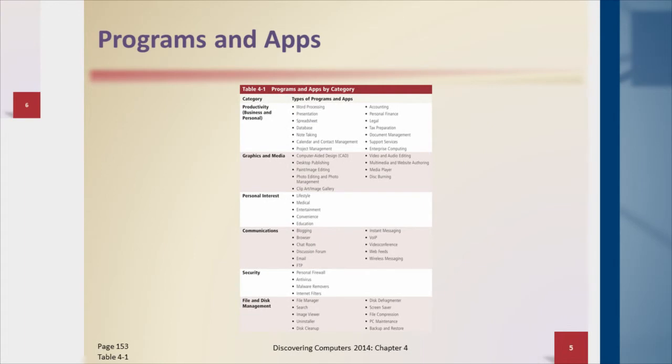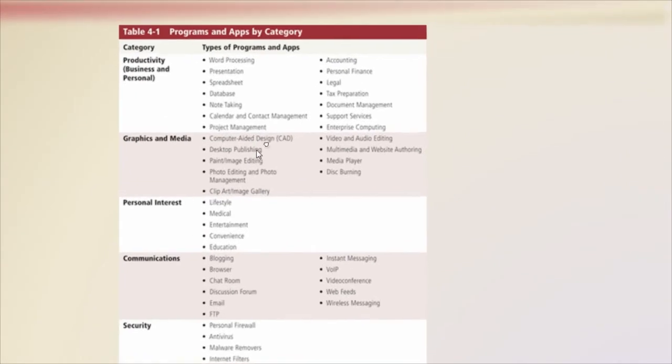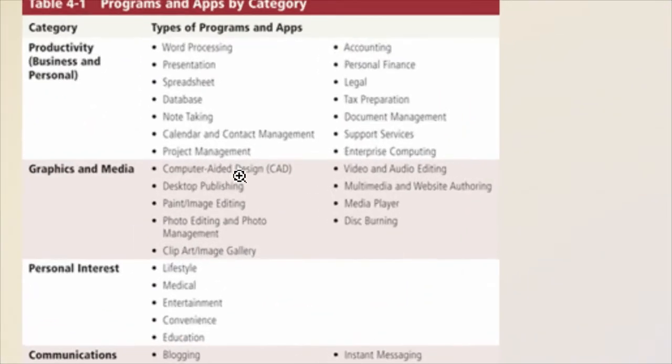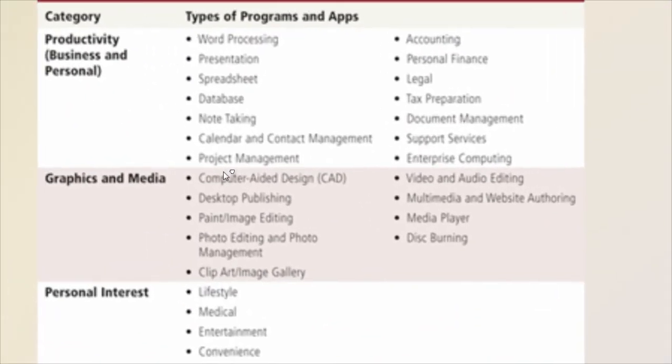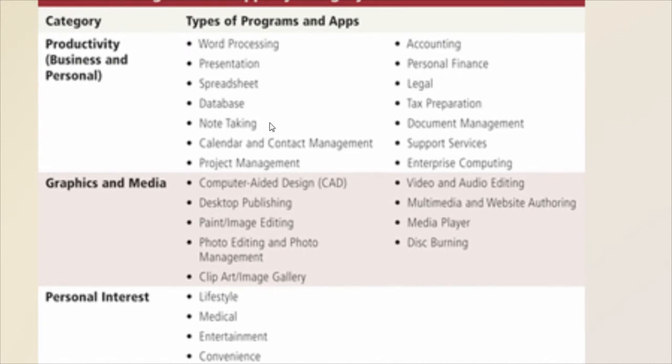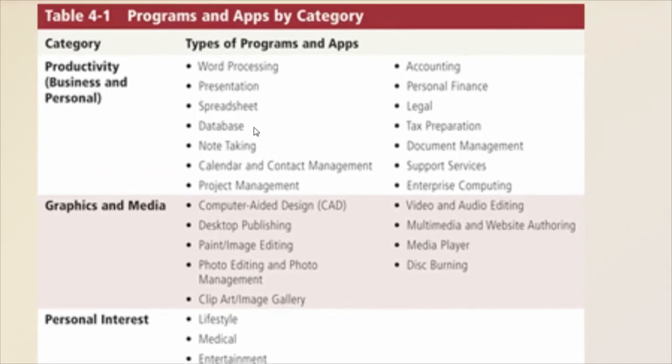Okay, so I know this is kind of small, so let's go ahead and see if we can't zoom in here just a little bit. Let's take a look at some of those different categories and what they might look like. Some of the productivity tools that we'll take a look at, in terms of applications, include things like word processing, presentation, spreadsheets, databases, etc. There's lots and lots of productivity tools that are out there.